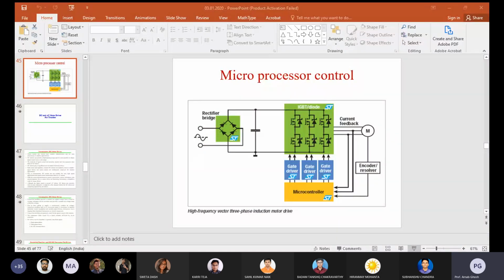It comes directly to the IGBT panels or IGCT panels, or diode panels, based on your current and voltage rating, and you are able to change the speed of the traction motor.